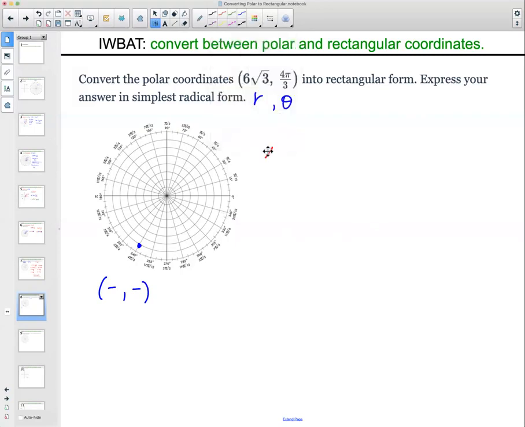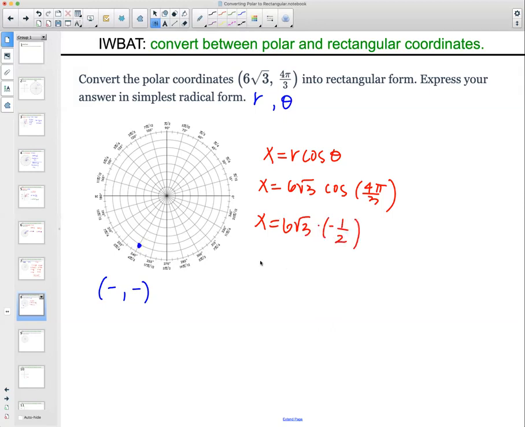So again, your x coordinate is going to be r cosine theta. Okay, so the radius is 6 root 3, and then cosine of 4 pi over 3. So you have 6 root 3, evaluate cosine of 4 pi over 3. So again, look on your unit circle. Okay, it's negative 1/2. So 6 root 3 times negative 1/2 is negative 3. So half of 6 is 3 with the negative, and then the root 3.